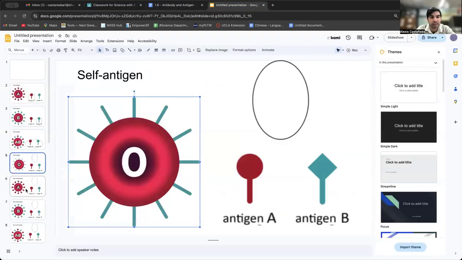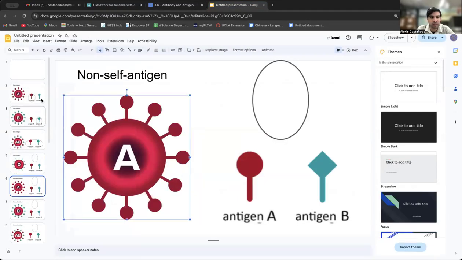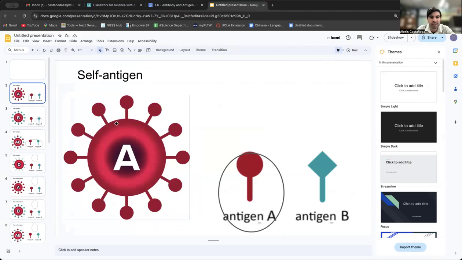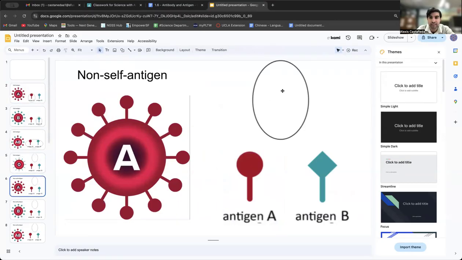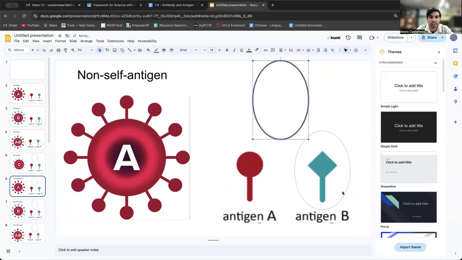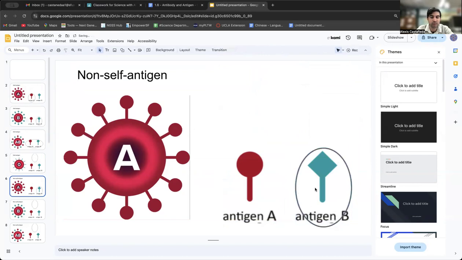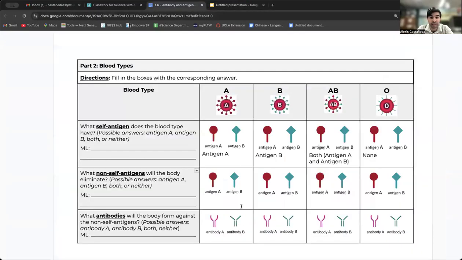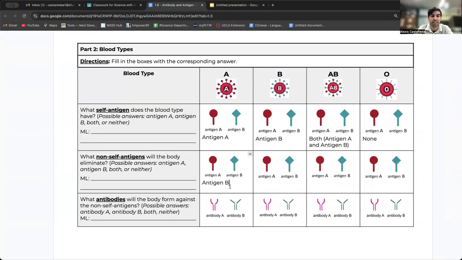So let's look here. We knew that the self-antigen that blood type A has is antigen A. The non-self antigen, the one that it doesn't have, is antigen B. So since blood type A has antigen A, if it finds an antigen B on any cell, it's going to say, you are not from here, I'm going to eliminate you. So the non-self antigen, the antigen that it does not have, is antigen B. Blood type A does not have antigen B. So this is almost like the enemy.